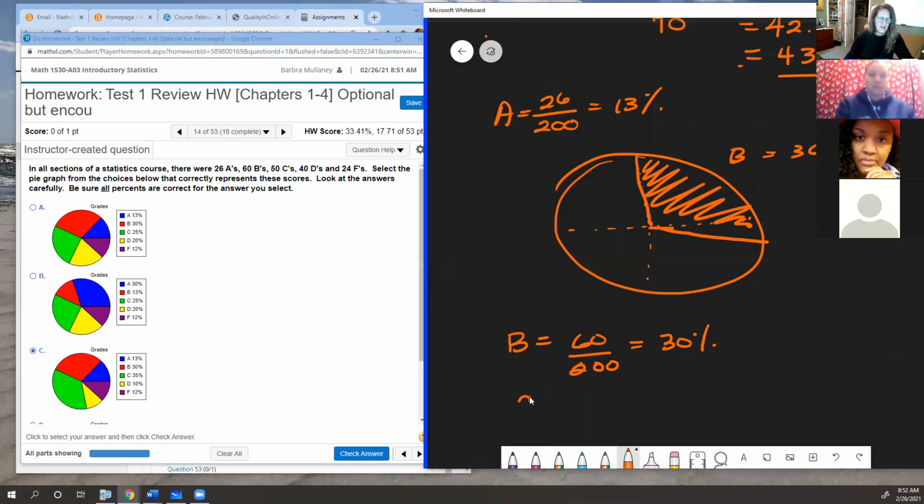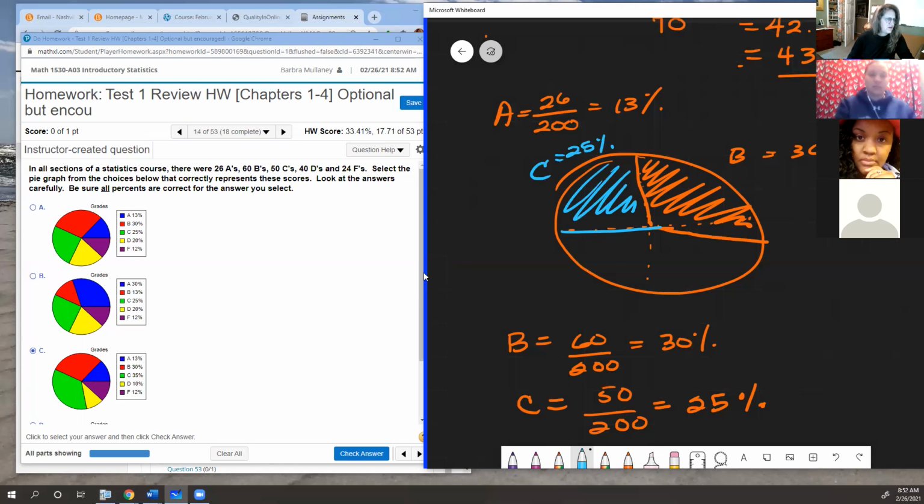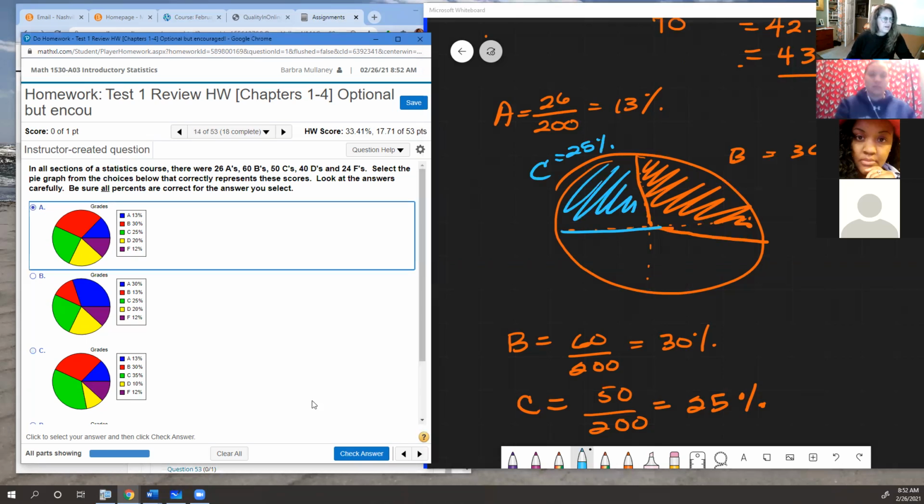So now we need C. And that's 50 over 200? That's 25%. Okay. So here's C, right? And so let's see. Oh, okay. So now we have that first graph, right? Where the first three are done and the rest are wrong.